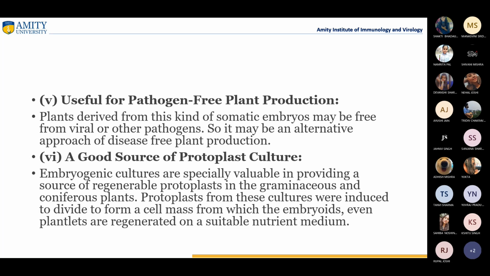So in somatic hybridization, there is protoplast fusion and protoplast isolation, all those techniques that we are following, right? So it is a good source of protoplast culture also. Embryogenic cultures are especially valuable in providing a source of regenerable protoplasts in gramineous or some coniferous plants. Protoplasts from these cultures were induced to divide to form a cell mass from which the embryoids or even plantlets can be regenerated. This you're going to study in the next technique that we are going to discuss, right?